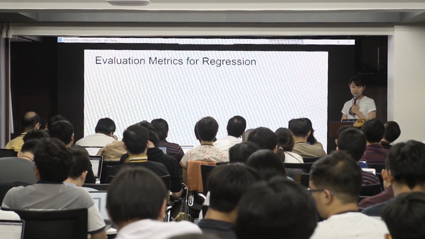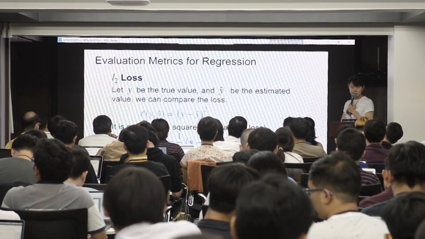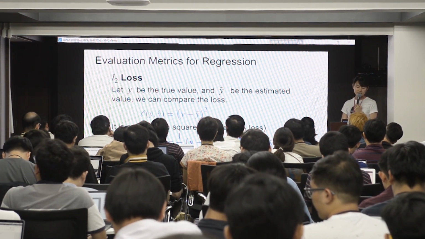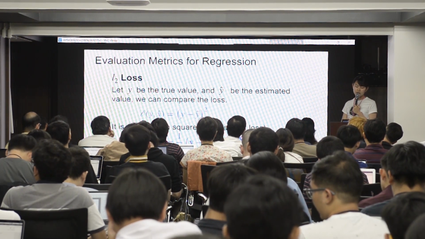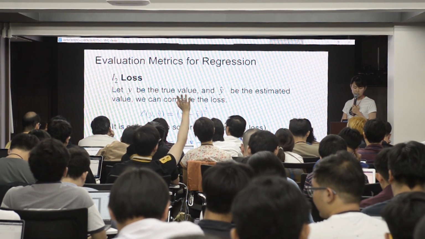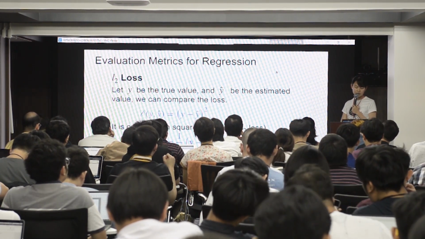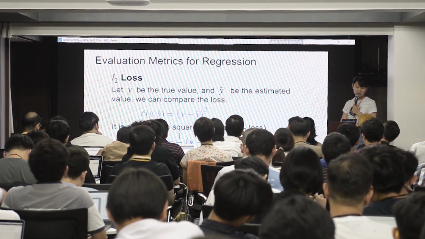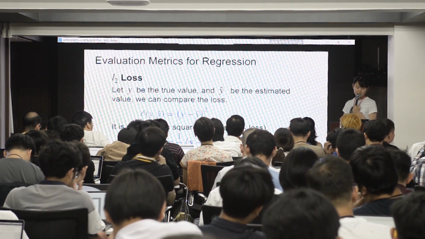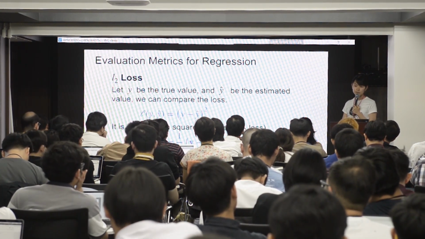And for regression, we also have some evaluation metrics. The pretty useful one is definitely the L2 norm, which is also the Euclidean distance between the prediction and the target. We also call it mean square loss, which is the mean of the square of the difference between the two vectors, y and the prediction y hat.